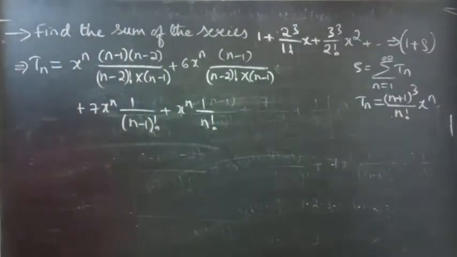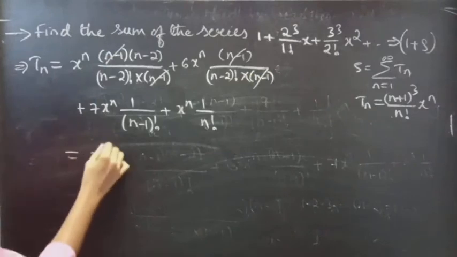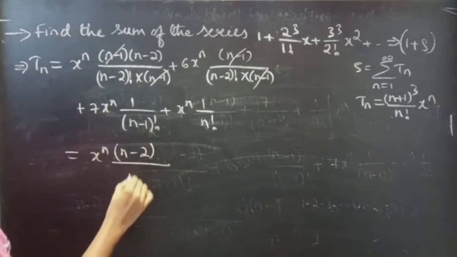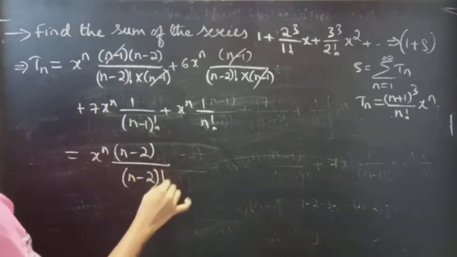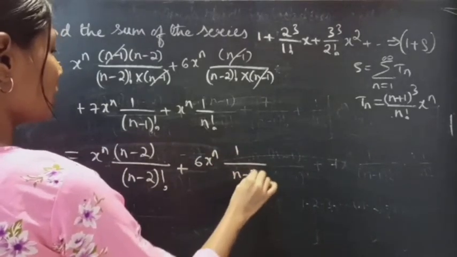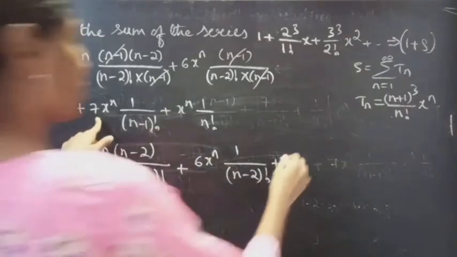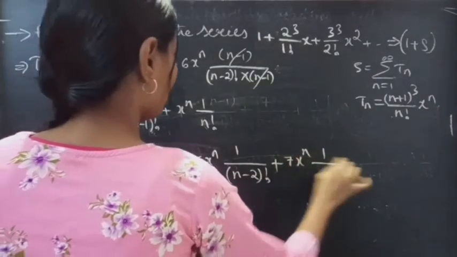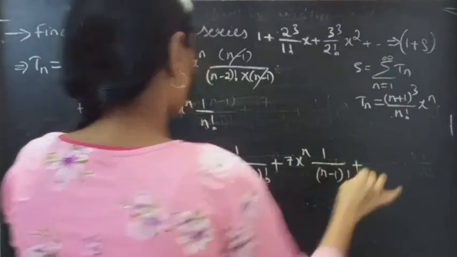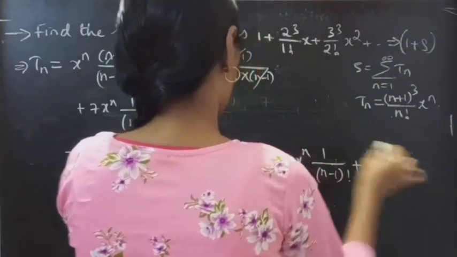Okay, so now you can cancel n-1. Then this equals x^n (n-2)/(n-2)! plus 6 x^n · 1/(n-2)! plus 7 x^n · 1/(n-1)! plus x^n · 1/n!.